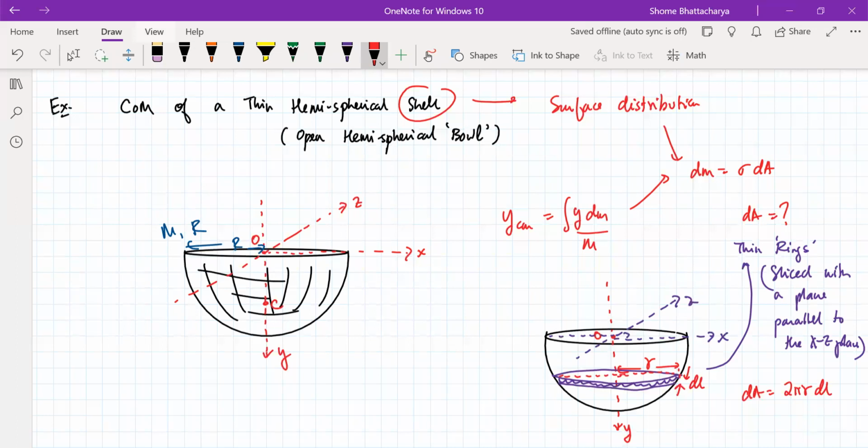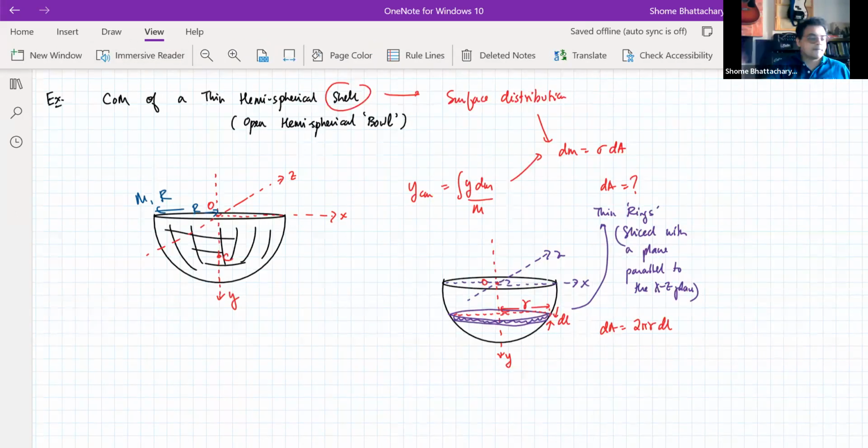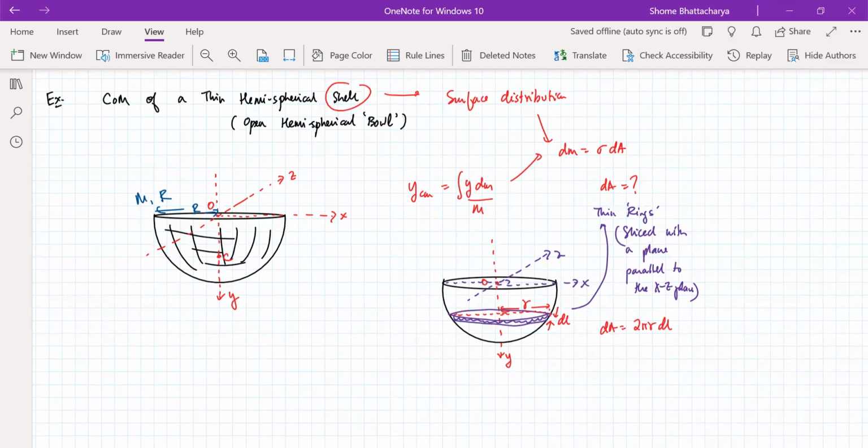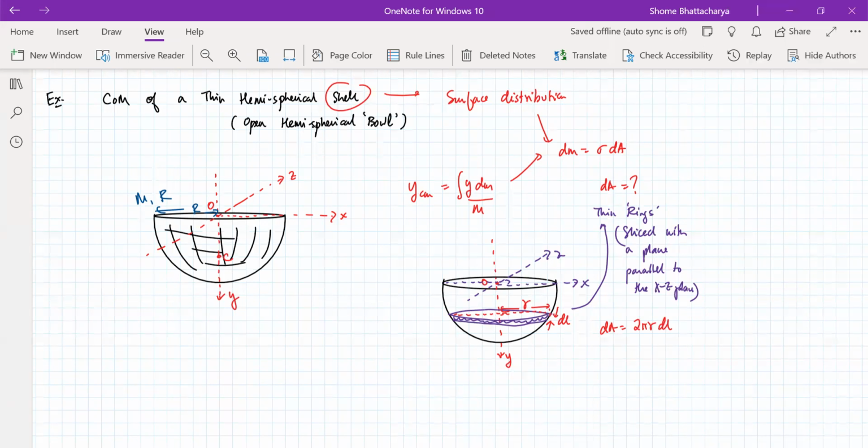Can't we say dl is equal to dy? Very good question, but there's a reason why we cannot say that. If you imagine this in 3D, that ring is like a ribbon taped onto the spherical surface. Is the thickness of the ribbon projected on the y-axis, or is it on a curved surface? It's a curved surface.